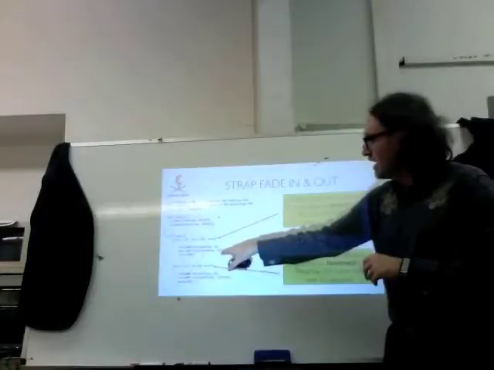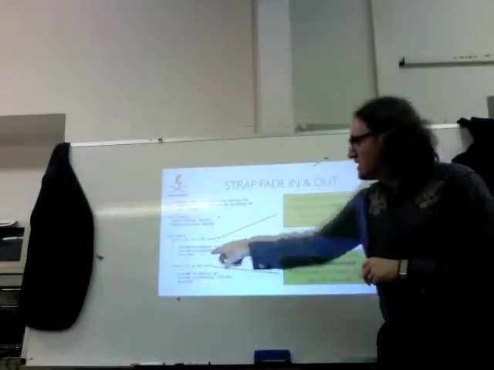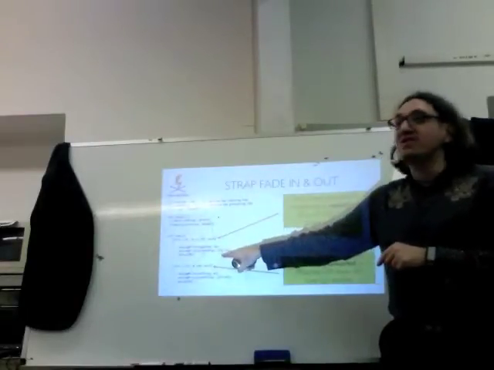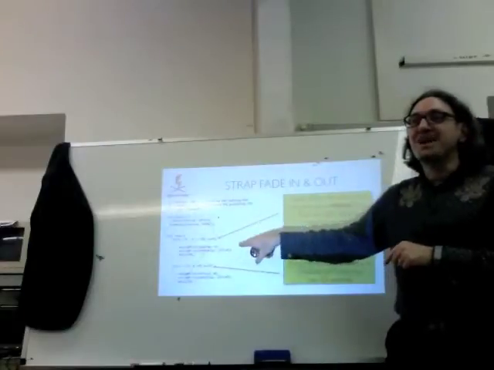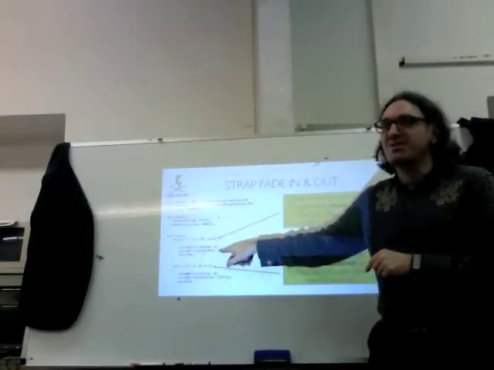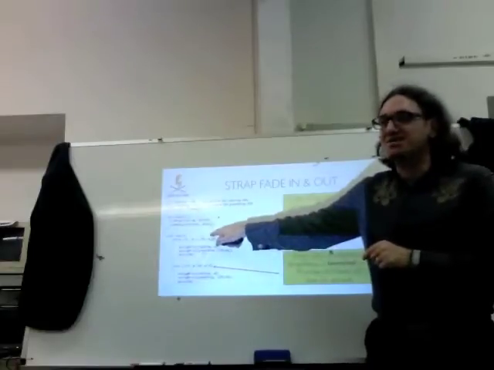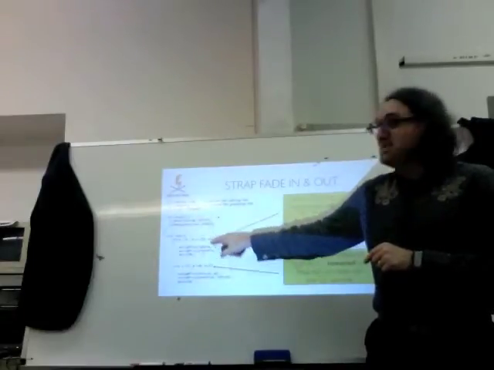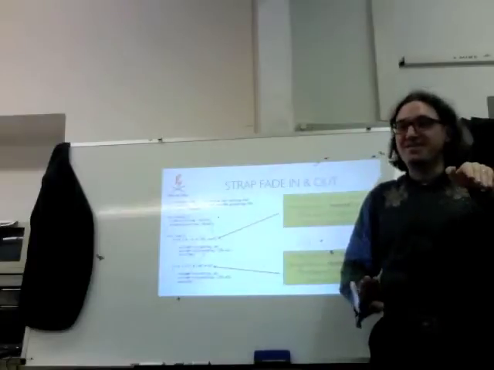What am I doing here? I'm saying that the green strap is 255 minus W. So it's the opposite of this. This one is building up. This one is 255 minus the W value. So one fades up, the other fades down.